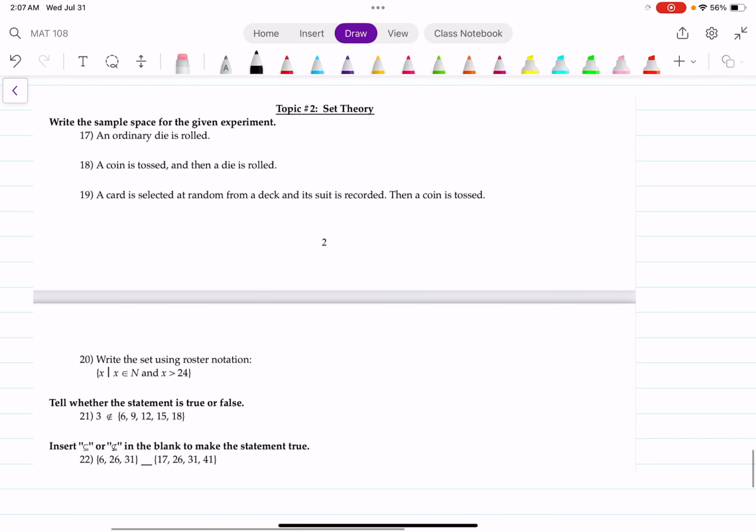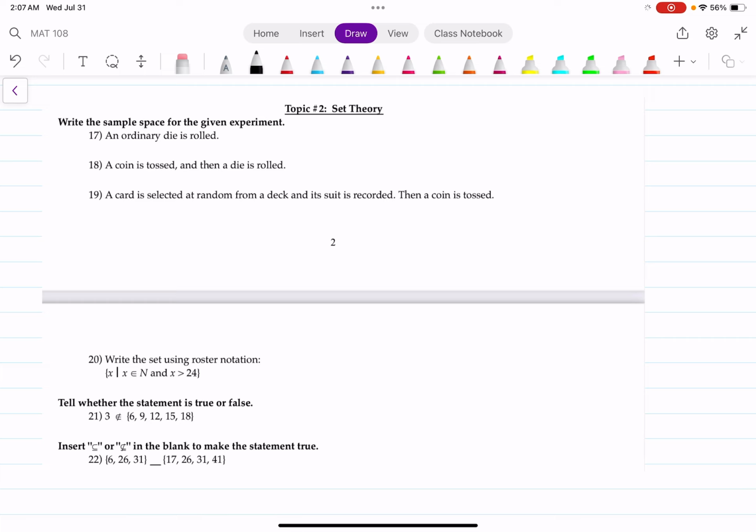So number 17 says, write the sample space for the given experiment. And I just want to read them real quick. I think 17 through 19. 17 through 20 is basically kind of the same questions. Okay.